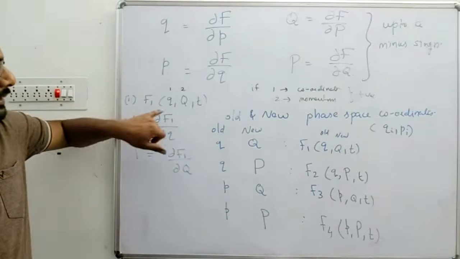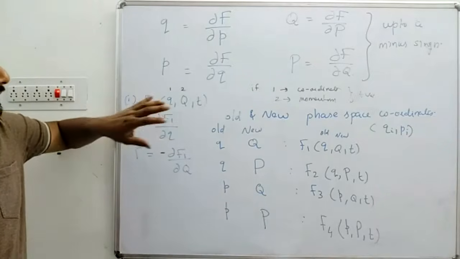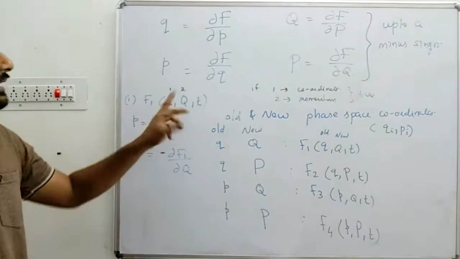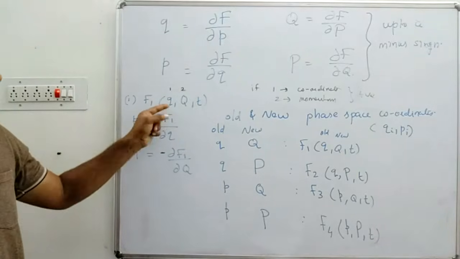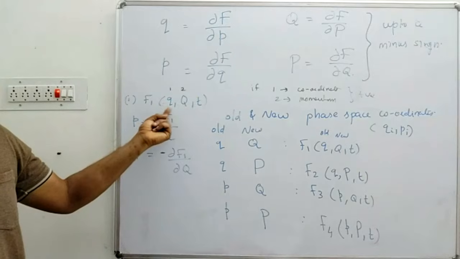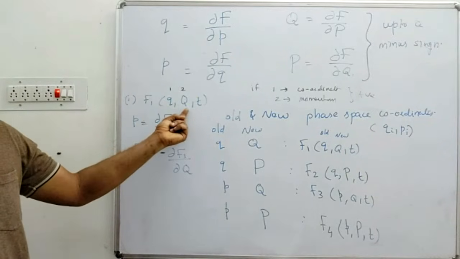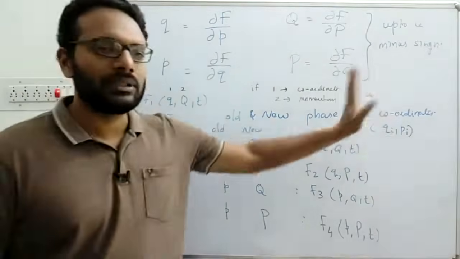But what I am saying is this is a way to remember, right? It doesn't matter even if you write it the opposite way. Okay, so this is how we write it. First we write the old coordinates, and in the second we write the new coordinates. I mean position and momentum.